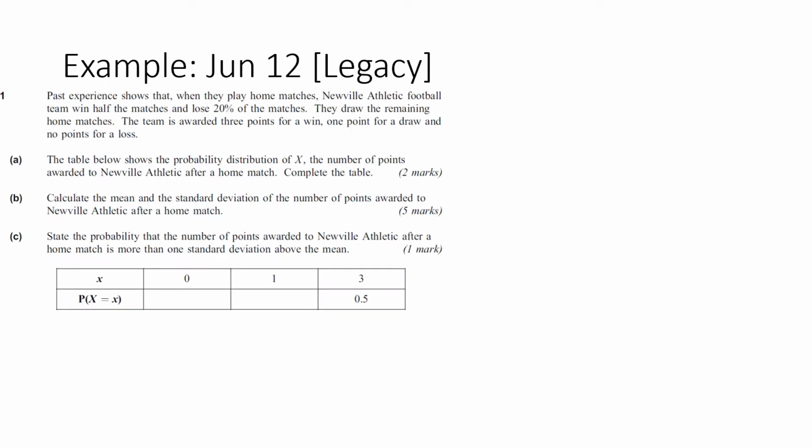So let's have a go. This is taken from the Legacy spec from 2012. We've got Newville Athletic Football Club, and they win half of their matches, and you can see 3 points for a win. So half their matches, so 0.5 is a probability, and they lose 20%. So if we put 20%, the chance of getting 0 points into the table, and what's left over, it's going to be 30%, 0.3.